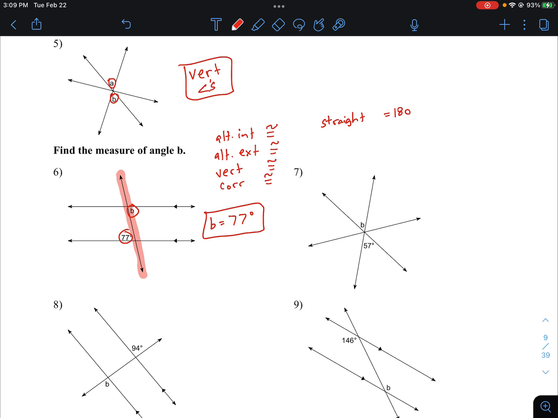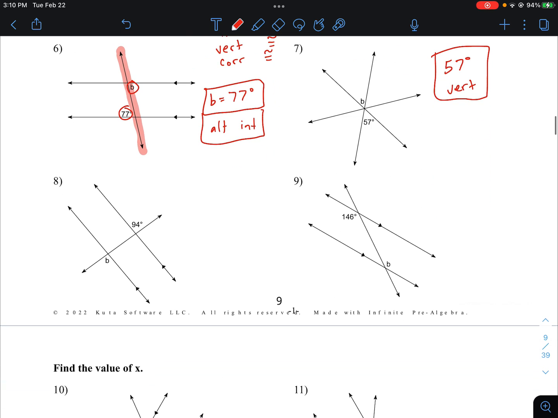Let's look at the next one. B is also 57 degrees. Why? Because they are vertical angles. In this case, we have 94 over here. They are on the exterior, on opposite sides of this transversal. So here's my transversal. They're on opposite sides. So B is also 94. And that is because they are alternate exterior angles.